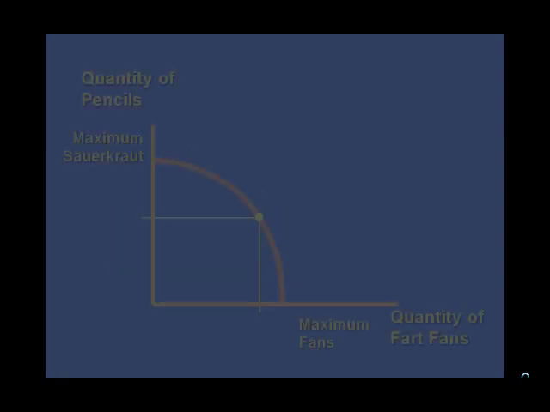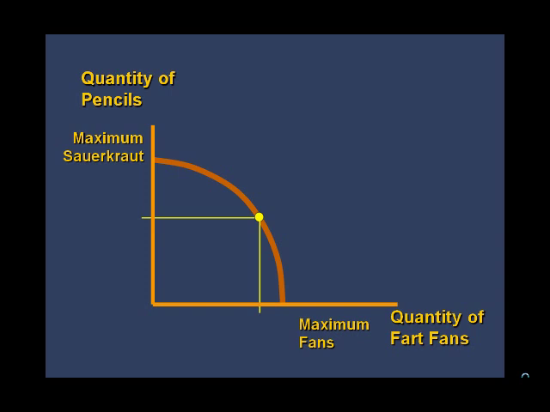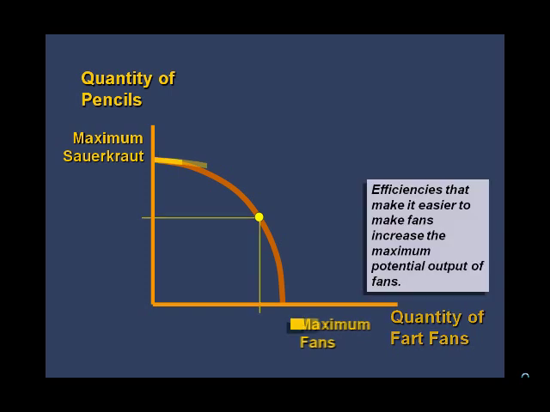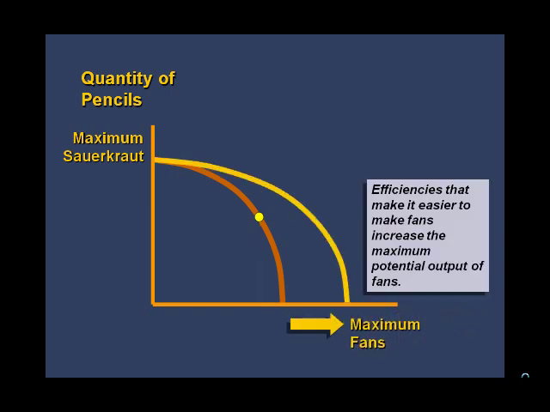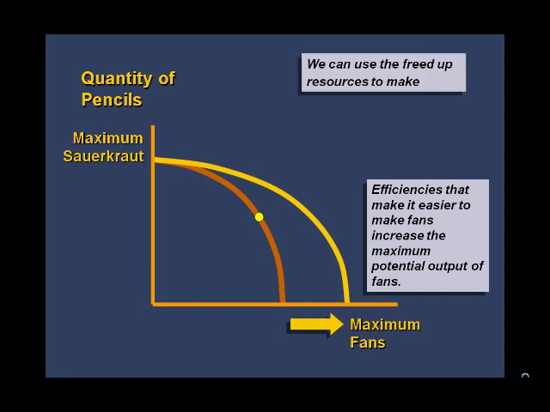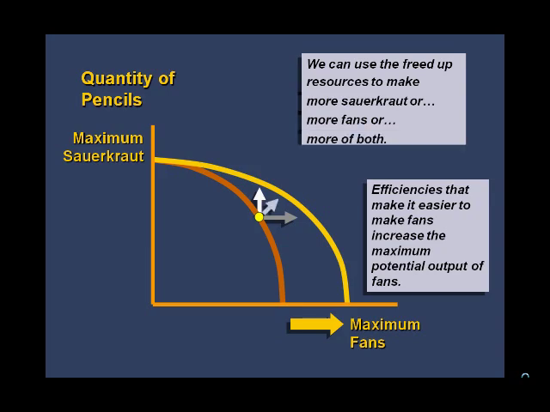How can we get more? By becoming more efficient or more productive. Getting more resources allows more production. Trading with other economies allows more specialization. Improvements in technology lower the cost of production. More efficient fan production frees up resources. We can use these resources to either make more sauerkraut, more fans, or more of both.